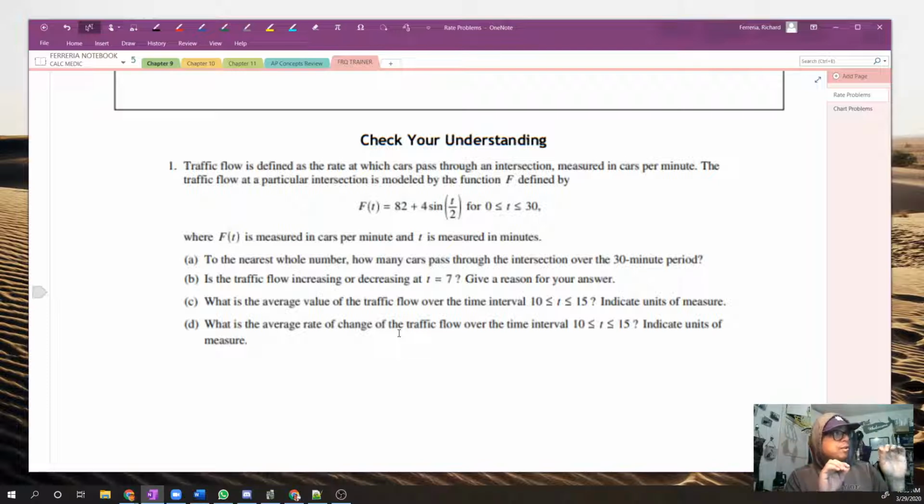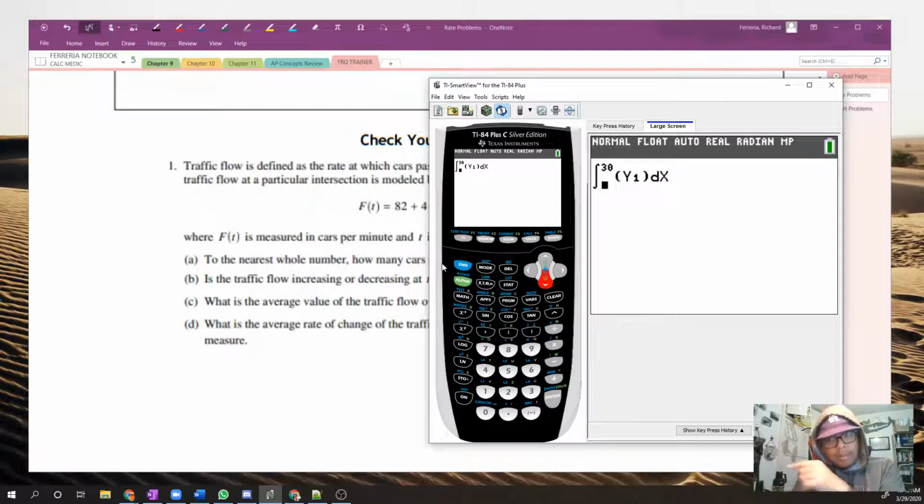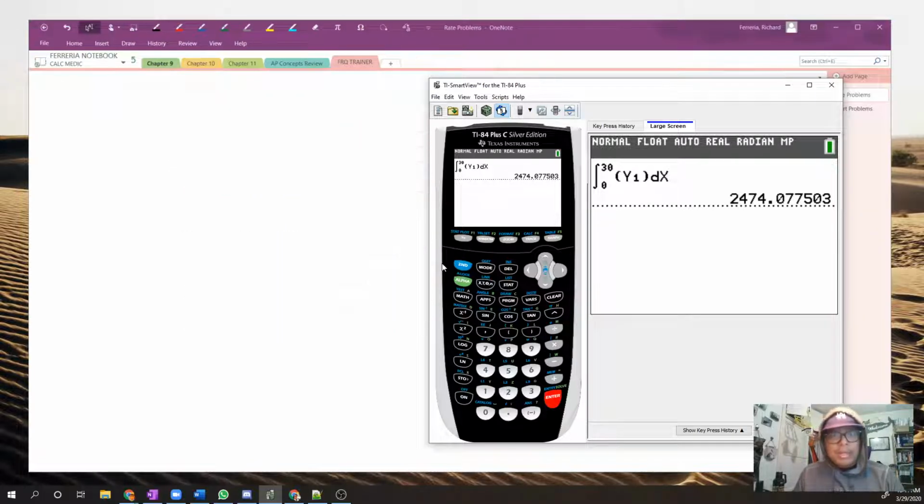If F is measured in cars per minute, and I want to know how many cars, I just integrate from 0 to 30. Let's do that real quick. Throw that in your calculator. There we go. Functions in the calculator. Get to the home screen next and evaluate the integral. Integral in the calculator. 2,474.07750 cars in that first half hour.